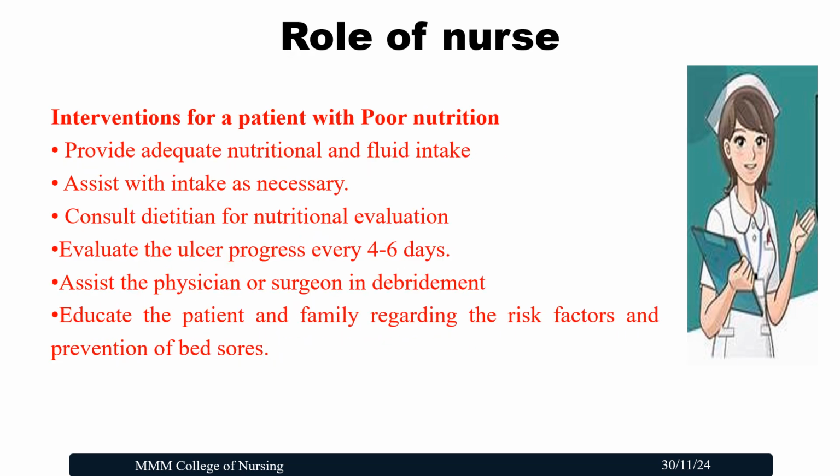Interventions for patients with poor nutrition: provide adequate nutritional and fluid intake, assist with the intake as necessary, and consult the dietitian for nutritional evaluations. Evaluate the ulcer's progress every 4 to 6 days, assist the physician or surgeon in the debridement areas, and educate the patient and family regarding the risk factors and prevention of bed sores.